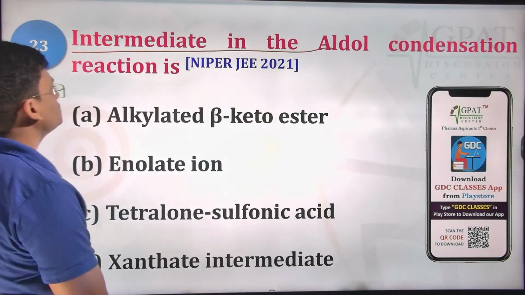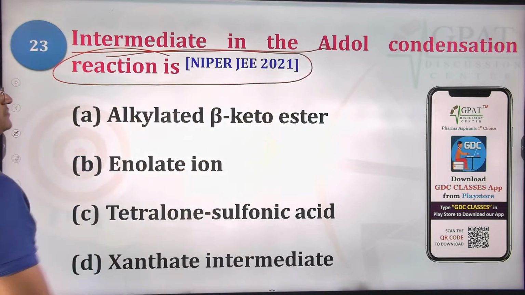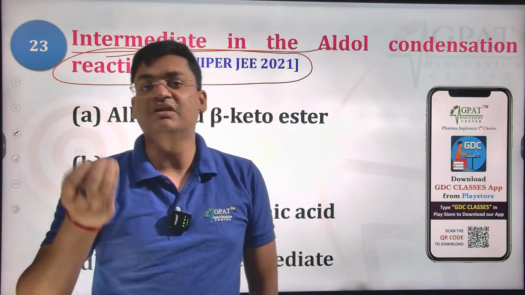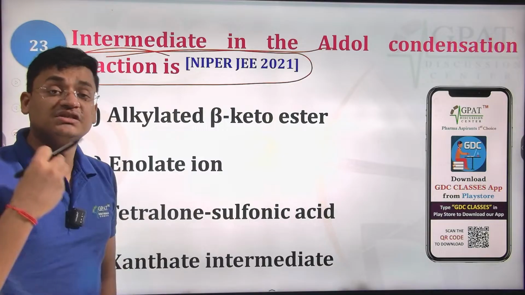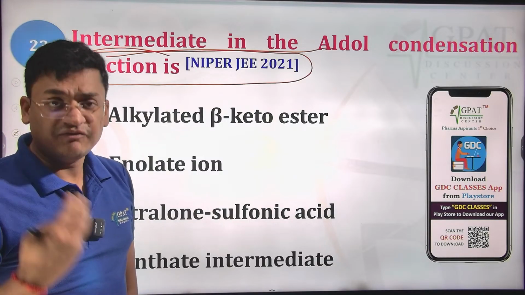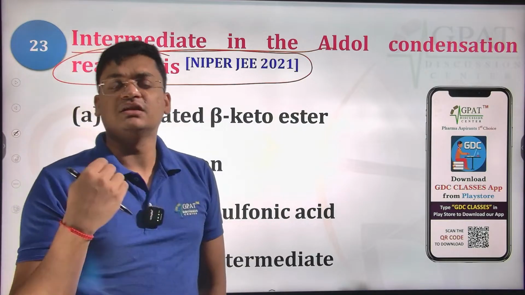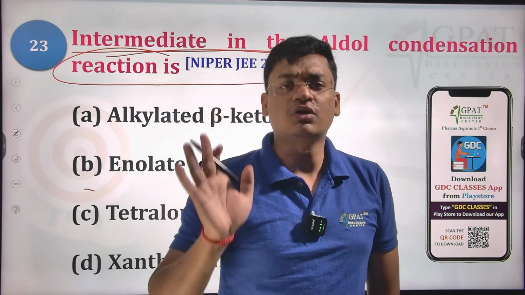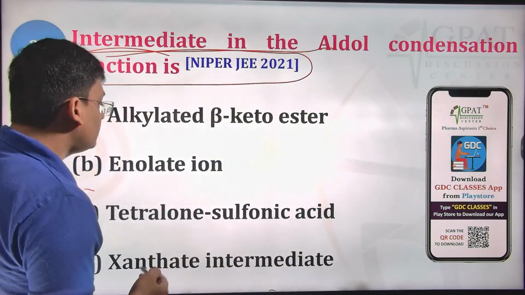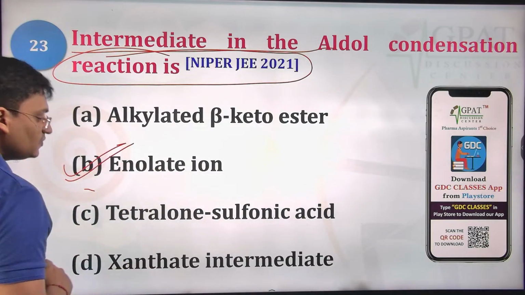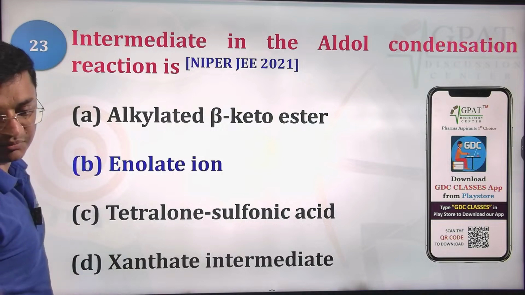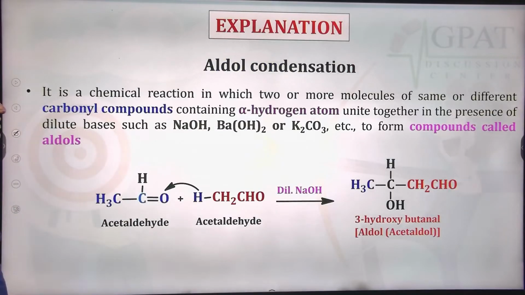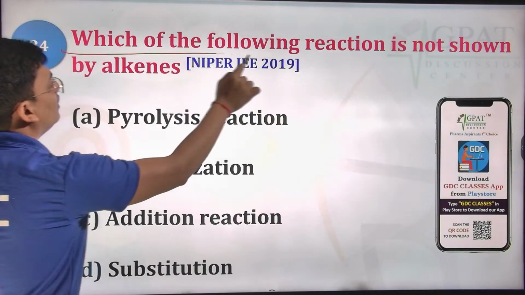Intermediate in the aldol condensation reaction, a question from NIPER 2021. Since aldol condensation follows the E1CB mechanism, it has a carbanionic intermediate, formed from alpha-hydrogen containing carbonyl compounds. The end product of this reaction is an alpha beta unsaturated keto compound. The intermediate is the enolate ion, a carbanionic intermediate. So enolate ion will be the right answer. B is the correct answer for this question. The E1CB mechanism is followed in these kinds of reactions.